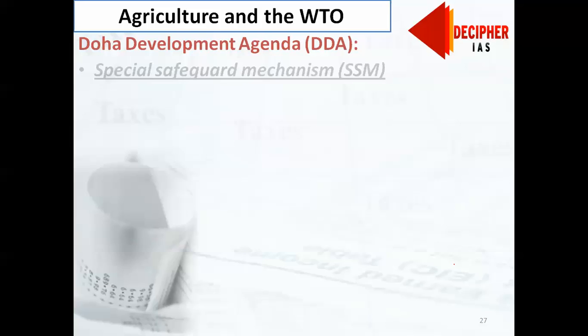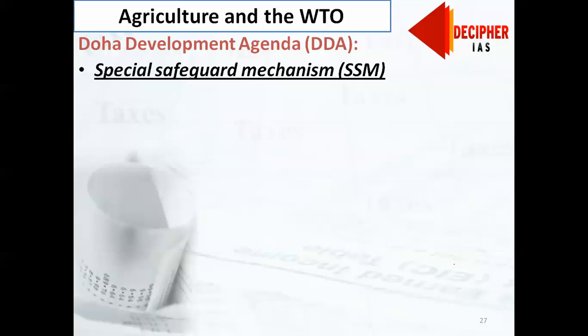Now, agriculture and the WTO has been mainly dealt with in the Doha Development Agenda that started in 2001. That is the meeting of WTO in Doha, and it was continuing till now. So, what demand has India raised here? It has raised that India should have a special safeguard mechanism. The special safeguard mechanism embodies the right to impose trade barriers if there is a surge in agricultural imports into India.